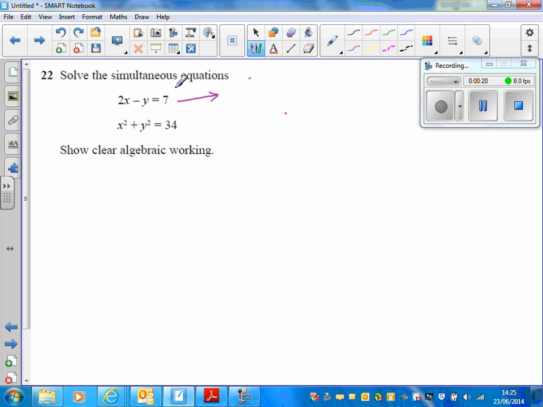Now, the easiest way to do that is to make y the subject. So first of all, I'm going to add y to both sides. If I add y to the left of my equation, I've got 2x. If I add y to the right, that's going to be y plus 7. And if I now subtract 7 from both sides, the left side becomes 2x minus 7. The right side is y. So y is equal to 2x minus 7.